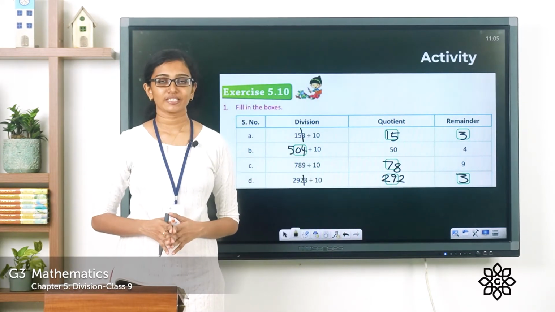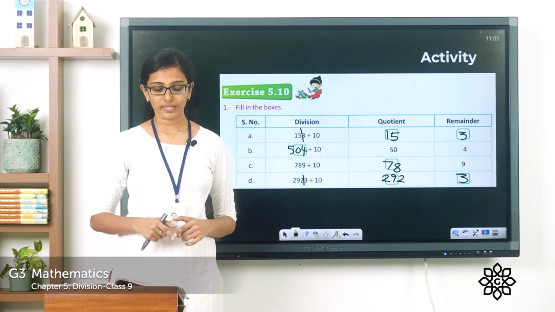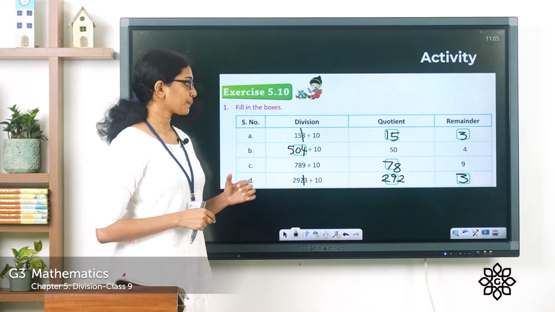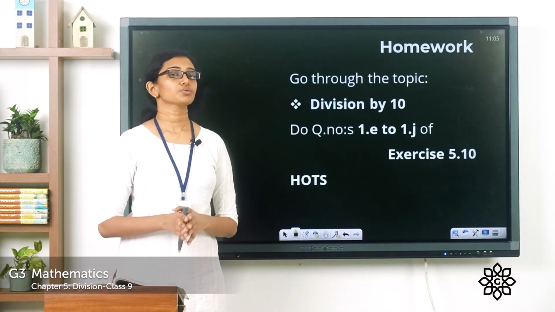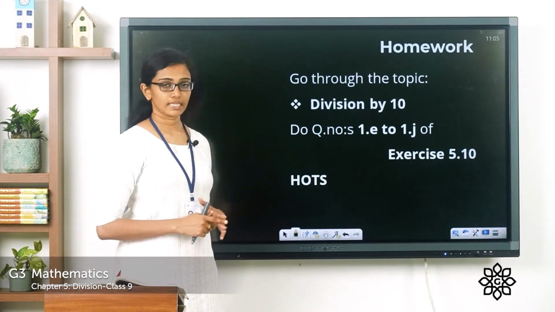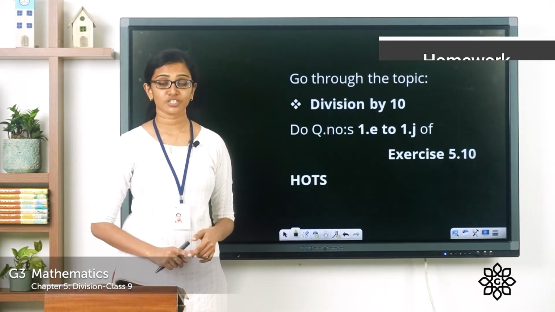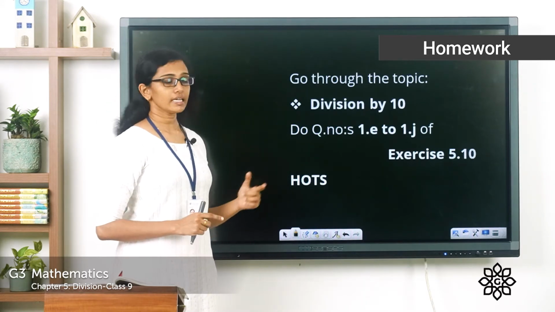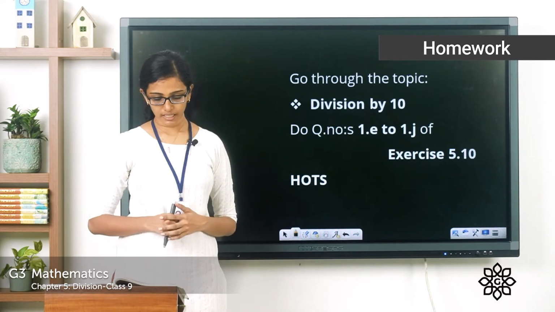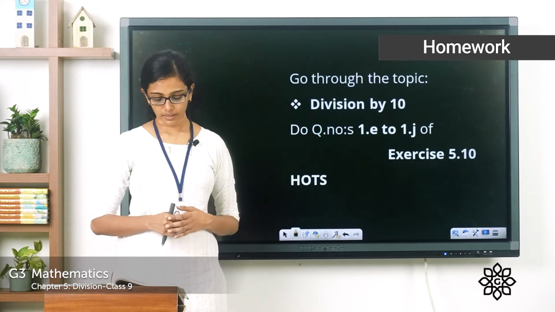Hope you are clear with the questions. There are 6 more questions with the same exercise. So, you can do this as an activity. Before that you have to go through the topic division by 10 once again from your textbook and that is in page number 78. Then you have to complete the questions 1E to 1J from the exercise 5.10.